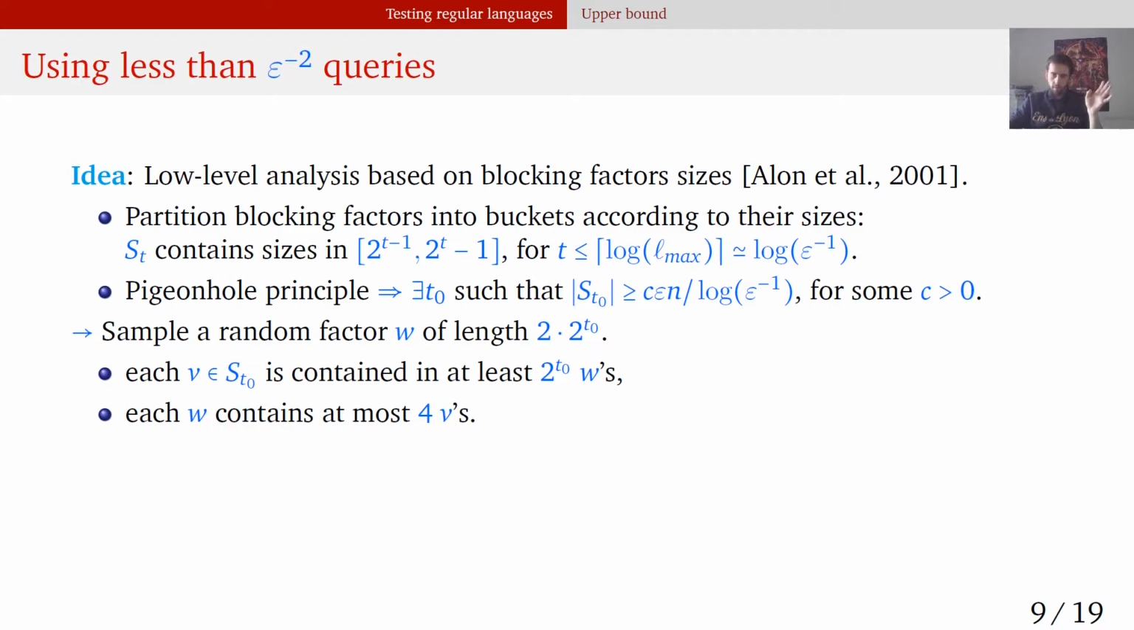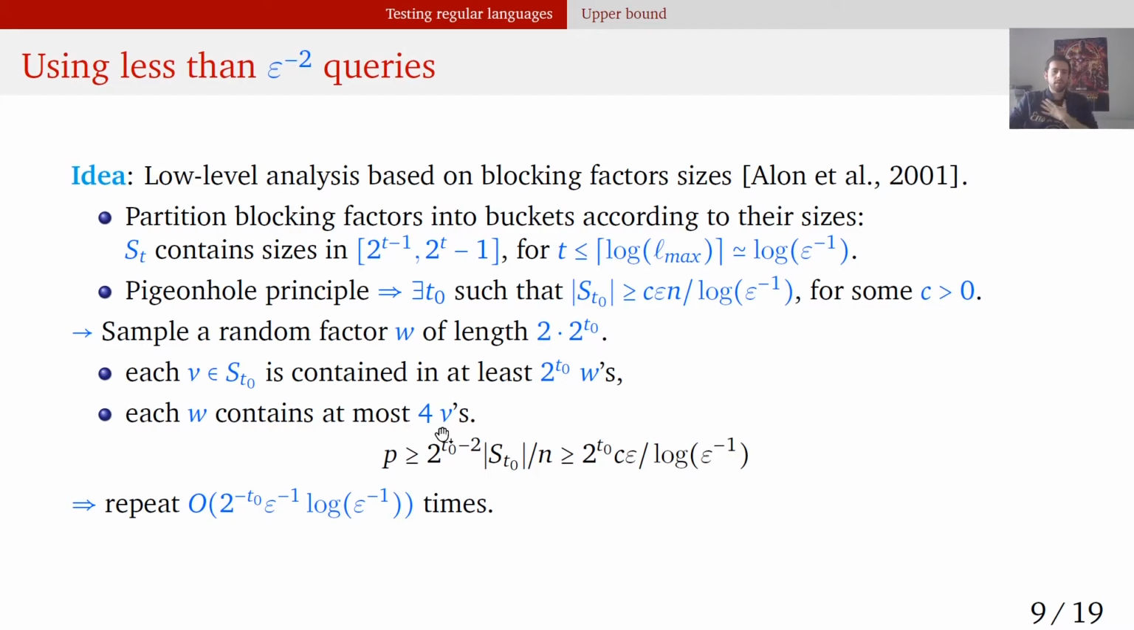So first thing that we can notice is that each blocking factor of S_t0 is contained in at least 2^t0 such factors w. Like we have enough room to slide w in 2^t0 ways and it still contains v. And conversely, each w contains at most 4 such v because v has size at least 2^(t0-1), and they are disjoint. So there can be at most 4 of them.